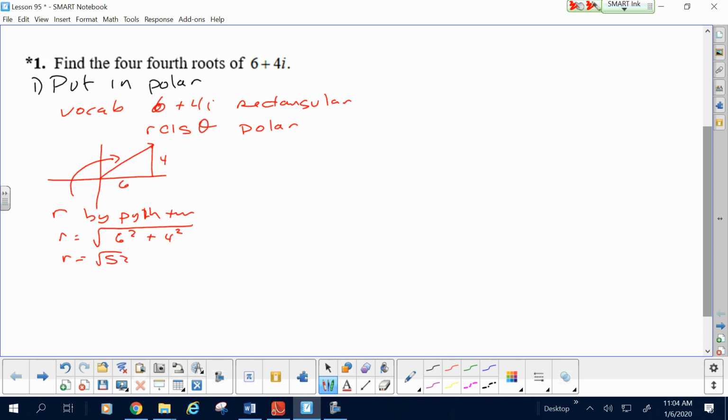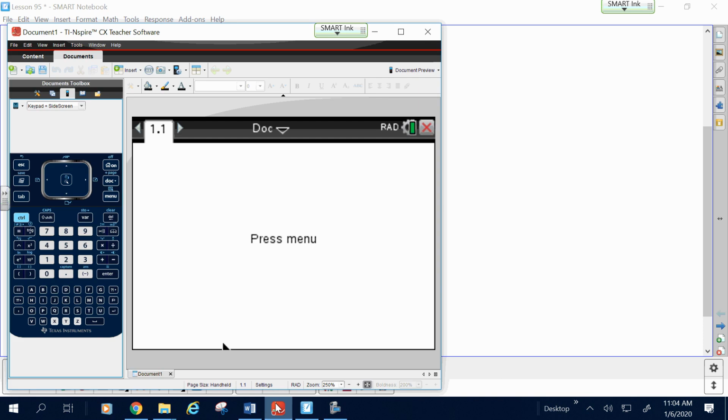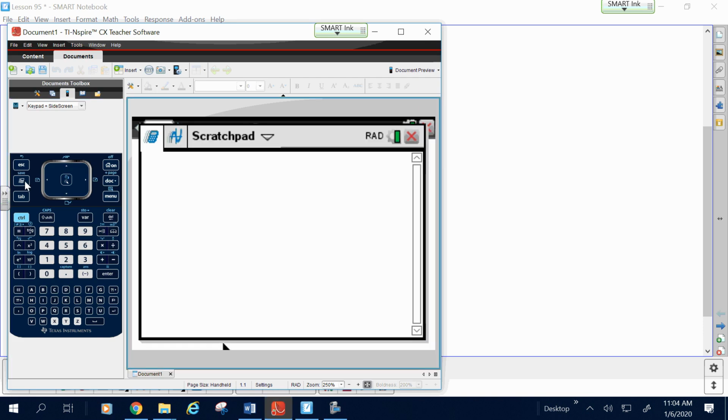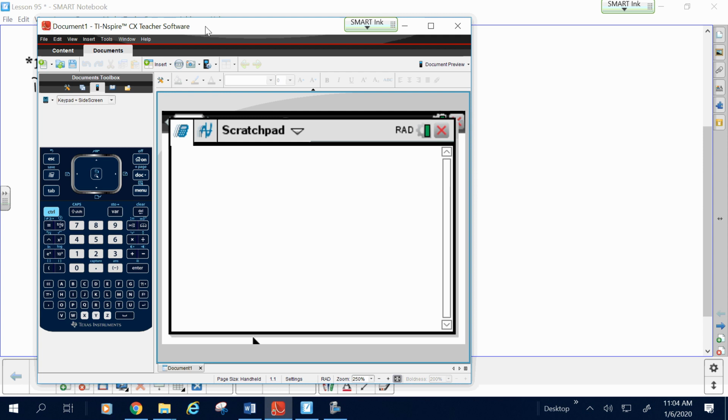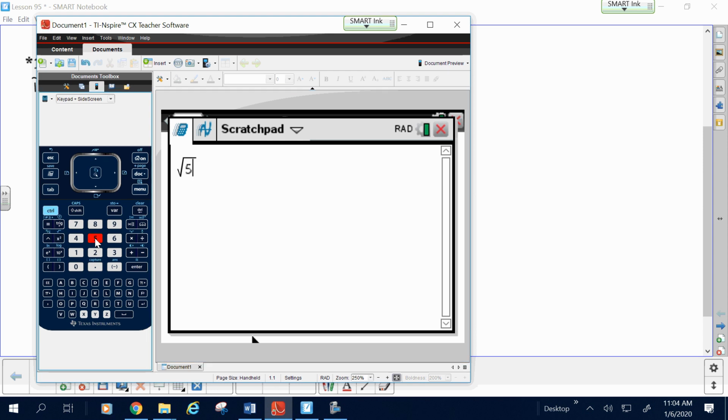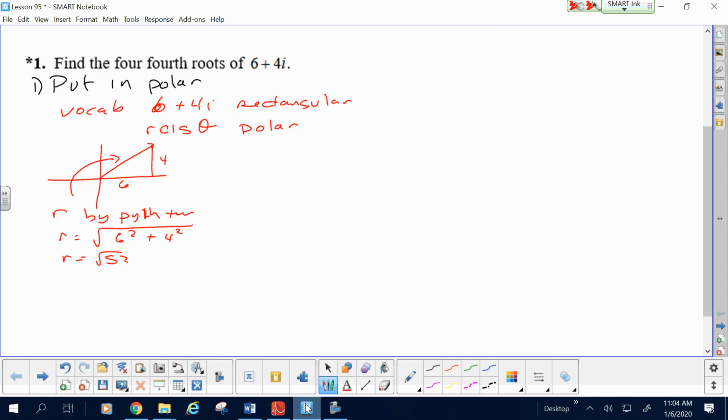Okay? Try that in your calculator. Square root of 52. I'll do more with that later. 7.211. You follow? Okay. So I have 7.211 cosine I sine, and how do we find the theta?